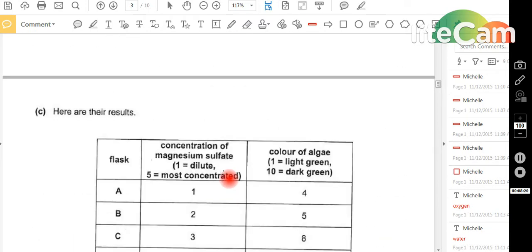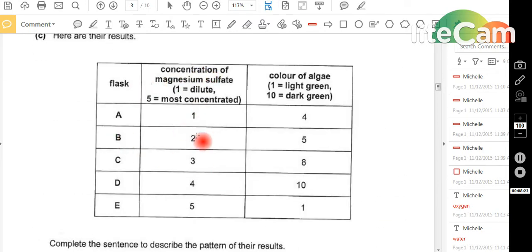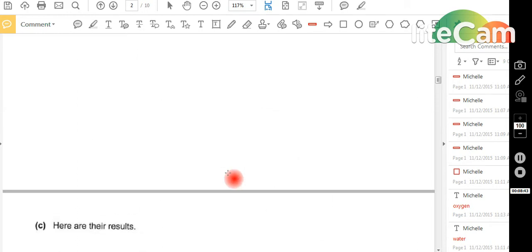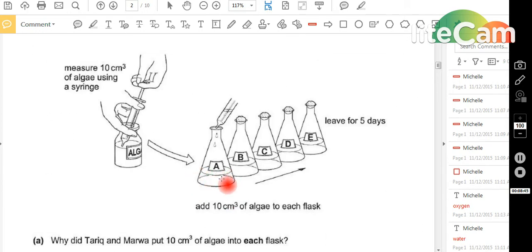Okay, so if you go on to the questions further, you can see that the first flask has the concentration of magnesium sulfate is 1, number B is 2 parts, number C is 3 parts, number D is 4 parts, and number E is 5 parts. 1 being the most dilute and 5 being the most concentrated. So different concentrations of magnesium sulfate, that's the liquid that you're seeing, and then they put 10 centimeters cube of algae.